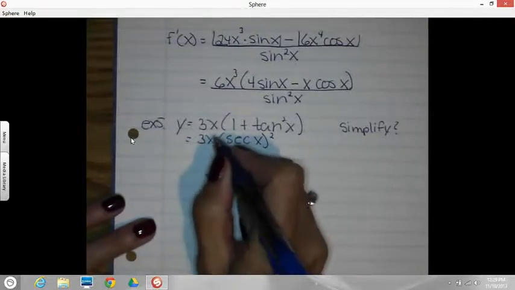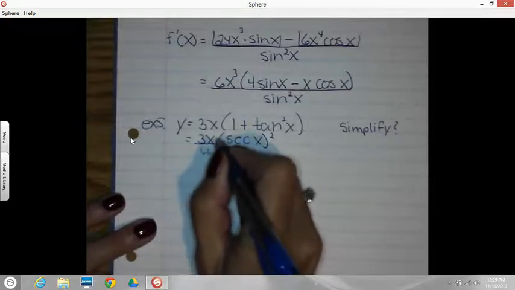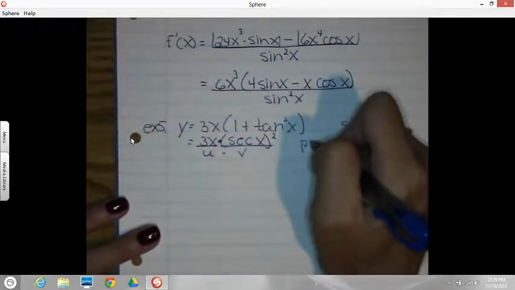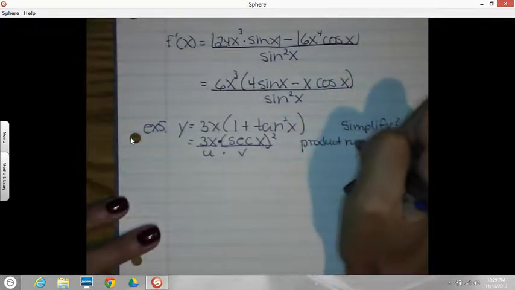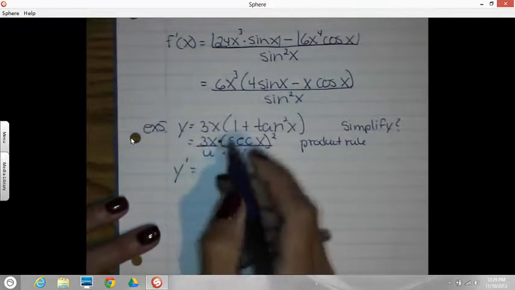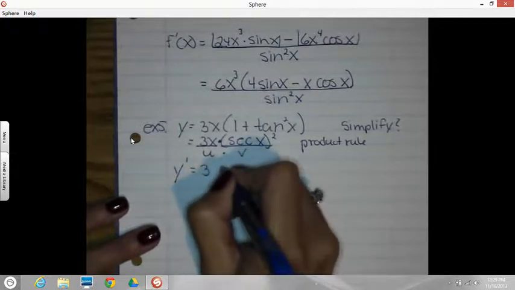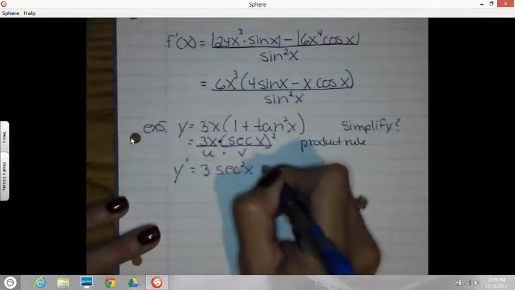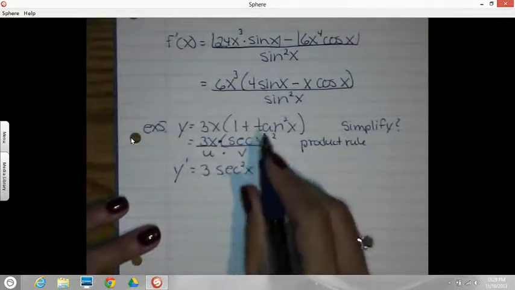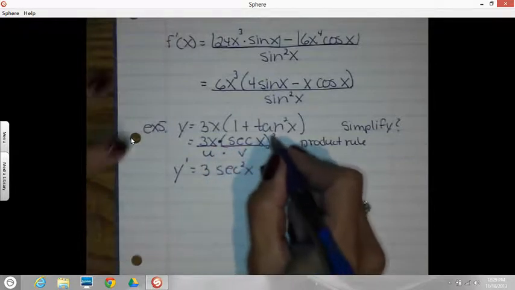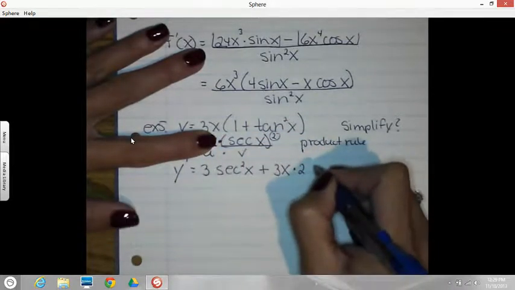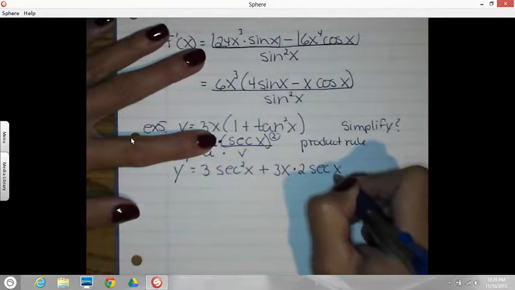I've got an x term, which I'll call my u, multiplied by another x term, which will be my v, so we're going to follow the product rule here. And the product rule says, now we're ready for derivatives, we're labeling it correctly. We take the derivative of the u term, which is a 3, multiply by the second term, which is secant squared, plus, keep the u term, multiply by the derivative of the v term. The v term is a chain rule, so it has an inside and an outside. So starting with the outside, the 2 comes down, times secant to the first power, and then times the inside derivative.